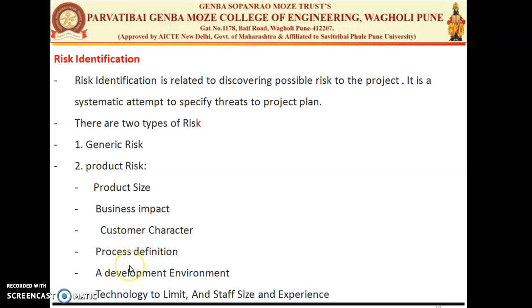So if you see product size, suppose the size of the product might cause the risk. So risk involved in the overall size of the product can be analyzed and monitored. Second is your business impact. That means risk involved in constraints imposed by the management or the market. So business impact is totally related with the management or the market.